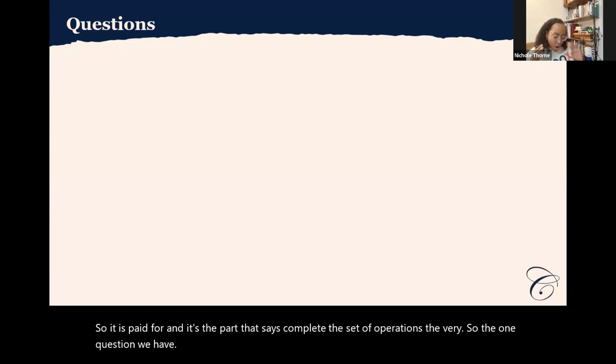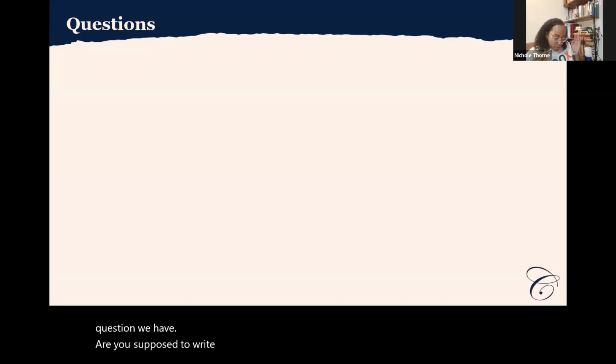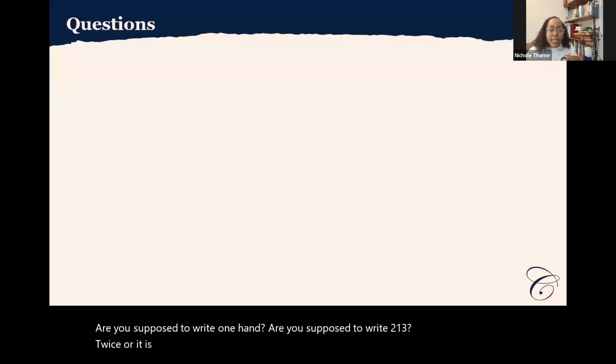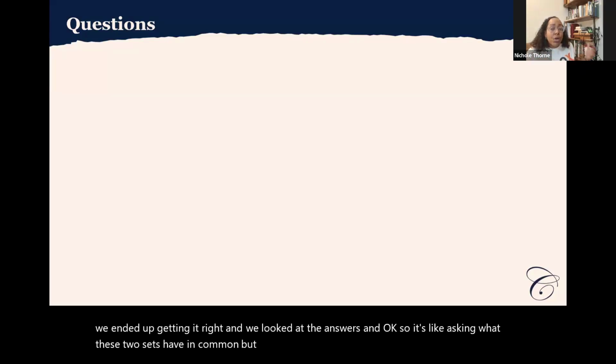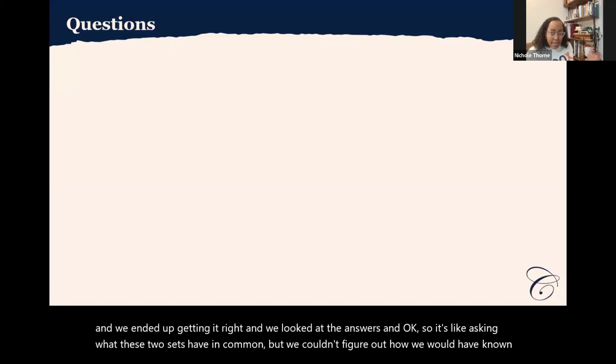The one question we had was the second one. Are you supposed to write 1/2 twice? Are you supposed to write the other one, 3/5, twice? Or is it asking what these two sets have in common? We kind of guessed and ended up getting it right, and we looked at the answers and realized it's asking what these two sets have in common. But we couldn't figure out how we would have known that if we hadn't looked at the answers.